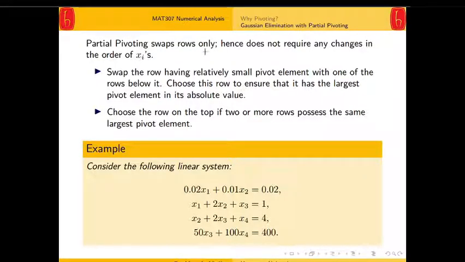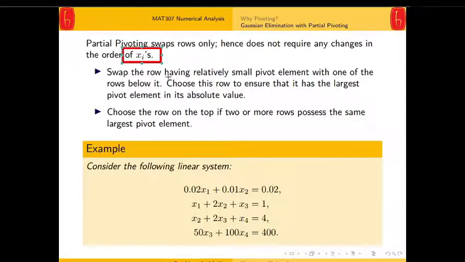Partial pivoting swaps rows only, and hence doesn't require any changes in the order of unknowns. So partial pivoting will only interchange the rows. That means we are only changing the order of equations. Doing so will not change the order of unknowns. If instead we had performed some interchanges on the columns, then that would cause some differences in the solution itself. Since this is only row interchange, we don't have any issues with the order of unknowns, so they will remain the same.